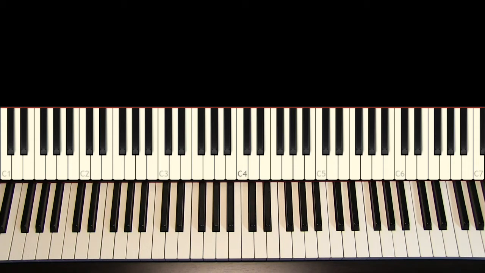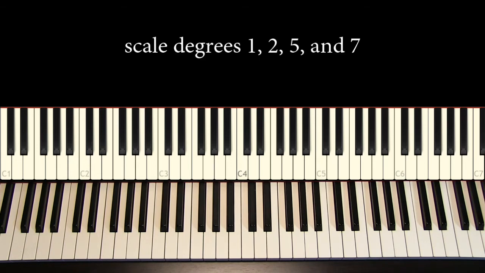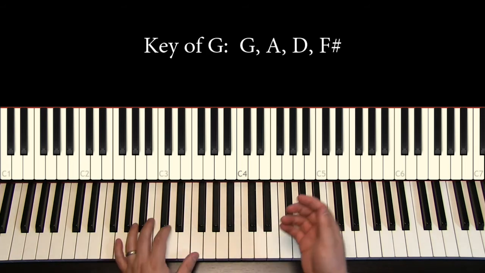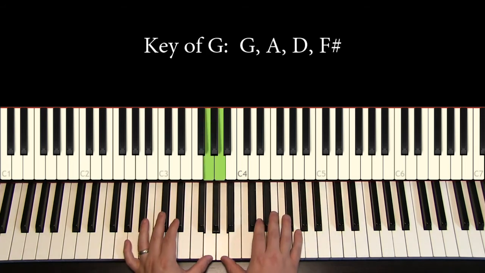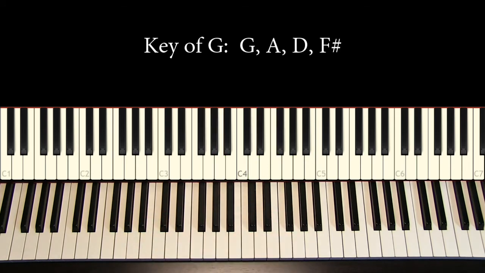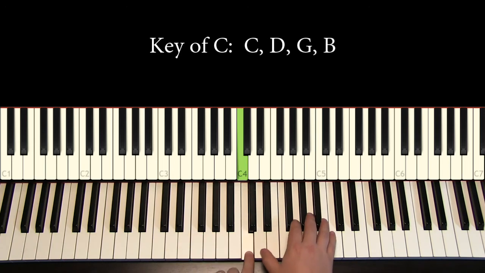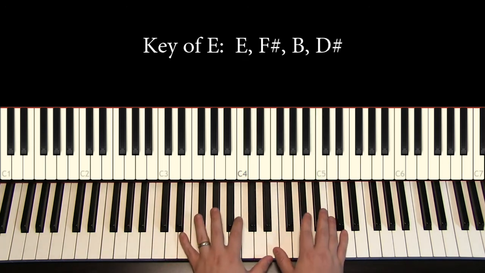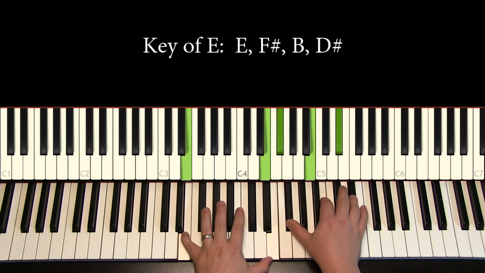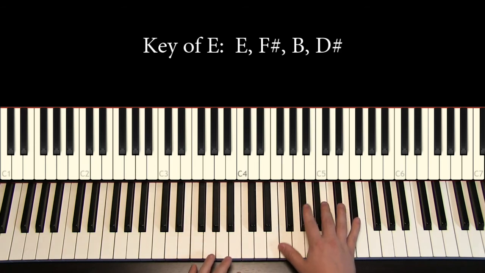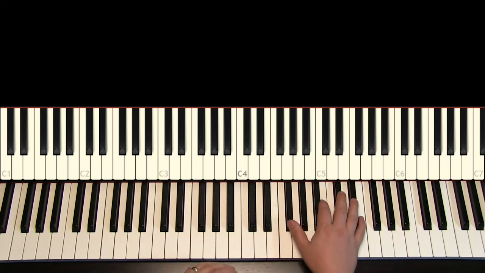It's important to know that we can always use scale degrees 1, 2, 5, and 7 within a key. In the key of G, these notes. In the key of C, it would be 1, 2, 5, 7, 1. In the key of E, it would be. So you can use these with almost any chord.